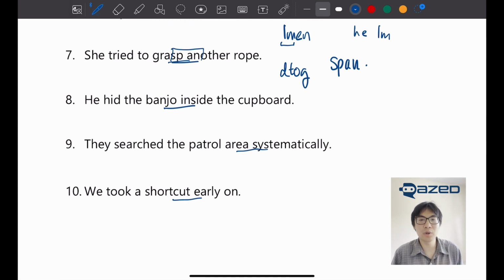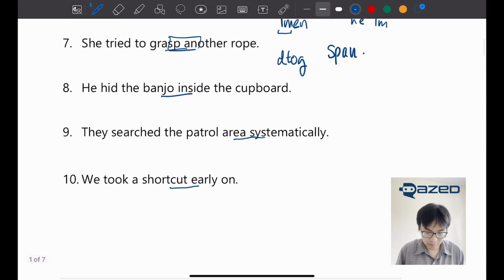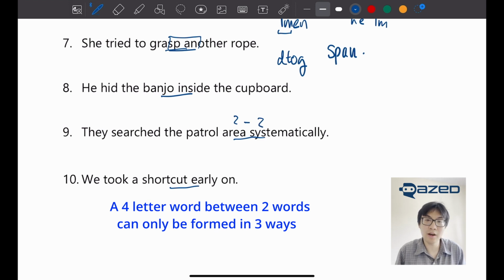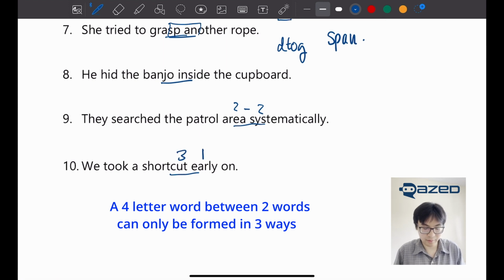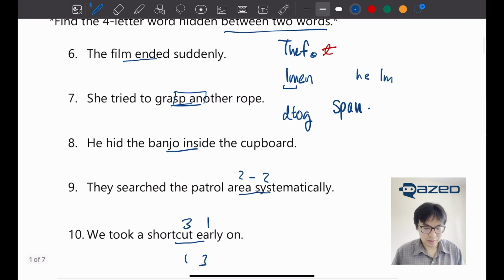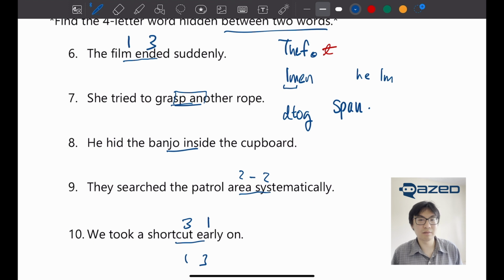And because it's a 4-letter word, there's really only 3 combinations it could be. A 4-letter word in between 2 words. So it can be 2-2, like this: 2 letters from the first, 2 letters from the start of the second. Or the other combinations are 3-1: 1 letter from the second, 3 from the first. Or the other way around, so 1-3. So that's one way to, again, speed up your process. You know there are certain combinations that can't exist because there are certain restrictions. So yeah, moving on to the next section.